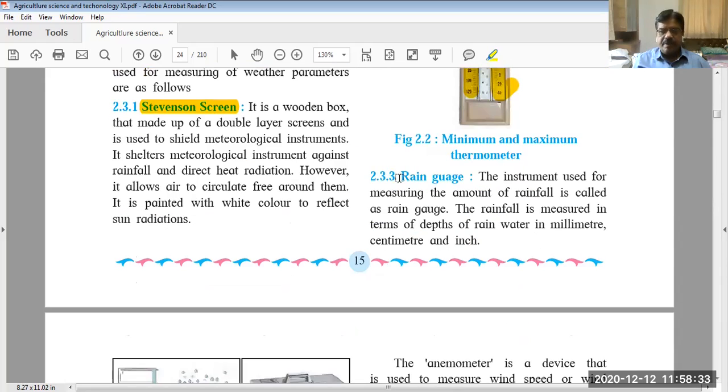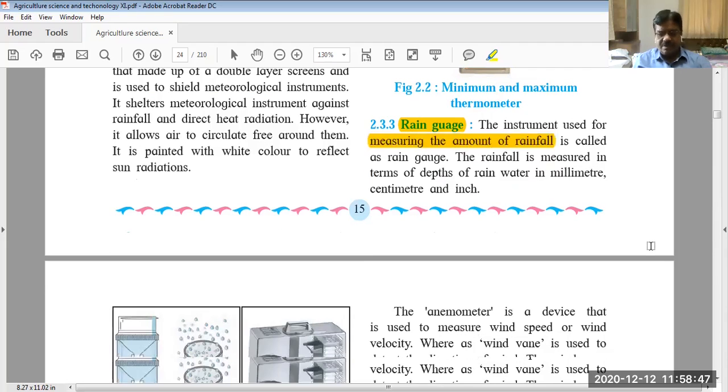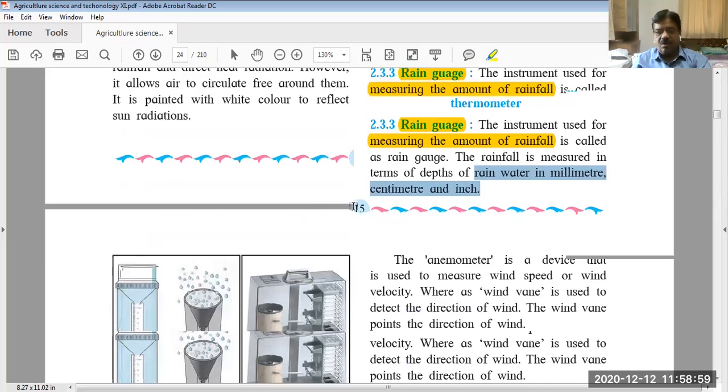Now another instrument is the rain gauge. From the name itself we can understand that this is used to measure the amount of rainfall. There are different kinds of rain gauges, but in all of them we can measure rainwater in millimeter, centimeter or inches.